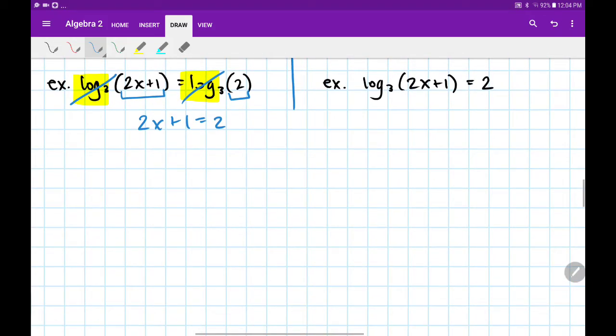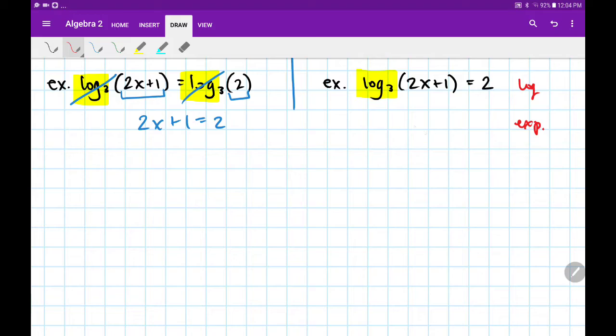Look at the difference between the left side and the right side though. On the right, we only have one log and it's on the left. So we can't solve this by crossing out the logs because there's nothing to cross out on the right. So you have to go from log form into exponential form and solve it the old way.